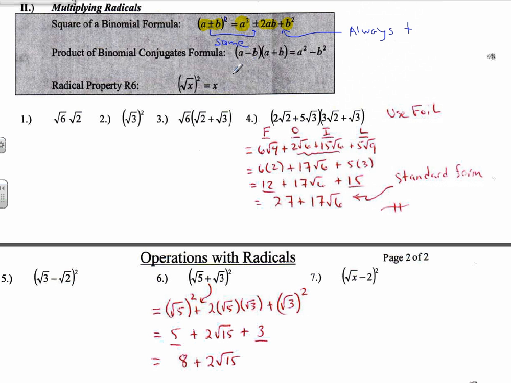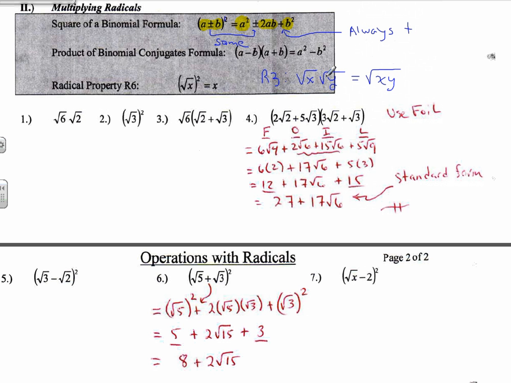Now, here's a new radical property. In fact, let me remind you of radical property R3, which was a multiplication property for radicals, but I'm going to state it now in terms of square roots only. It states that if you take the product of two square roots, let's say the square root of x times the square root of y, then you get the square root of the product of the radicands.